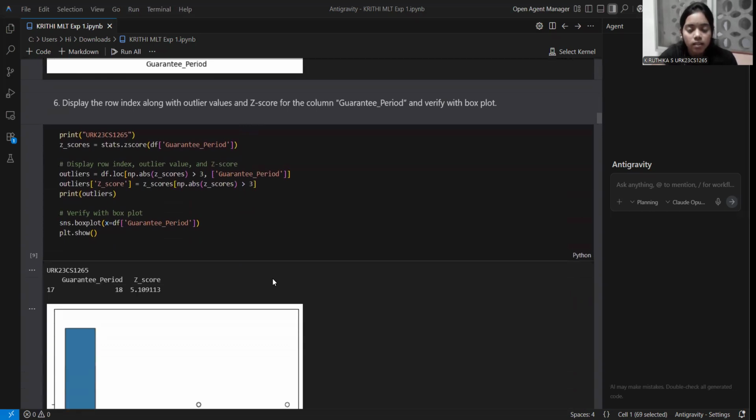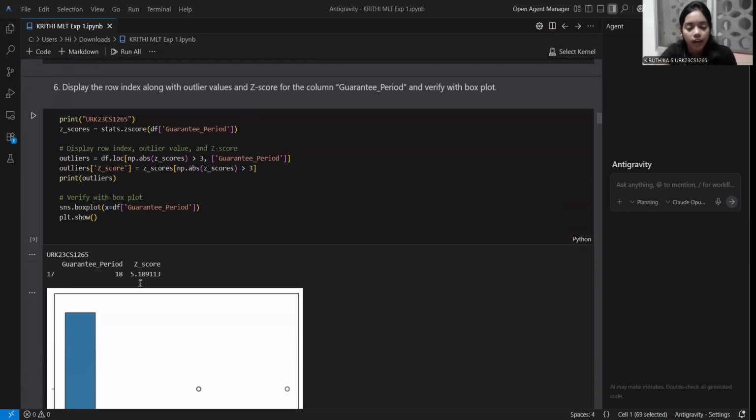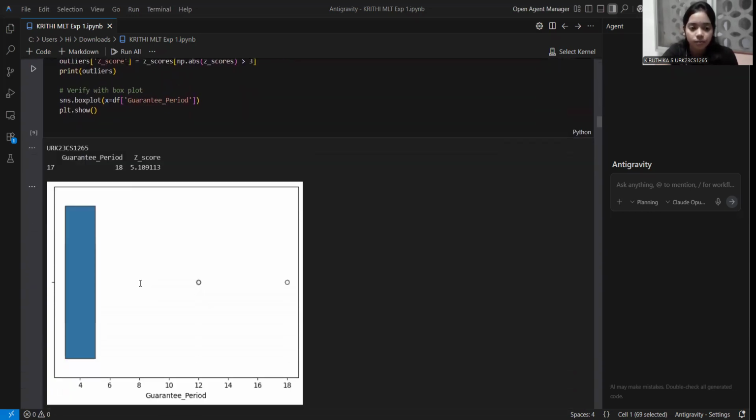The sixth task is to detect outliers using Z-score. Another method used is Z-score. The formula is Z equals X minus mean divided by standard deviation. If Z is greater than 3, then the value is considered an outlier. The program prints the row index, outlier value, then Z-score.